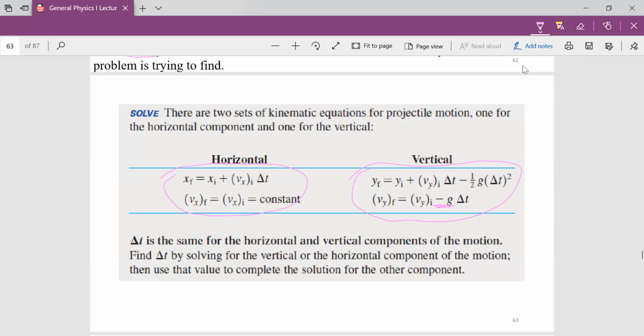Okay, so we see that something is the same on the two sides of the equation. The time is the same for the horizontal and the vertical component. So we'll find the change in time by solving the vertical problem or the horizontal component, depending on the one that applies to the question at hand.